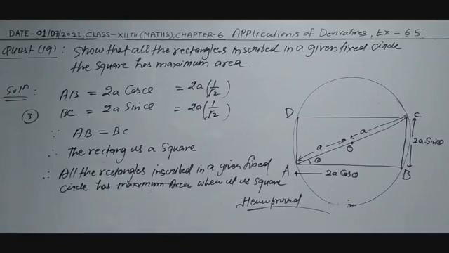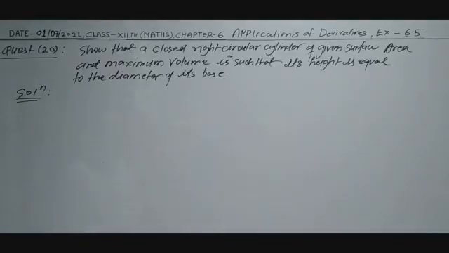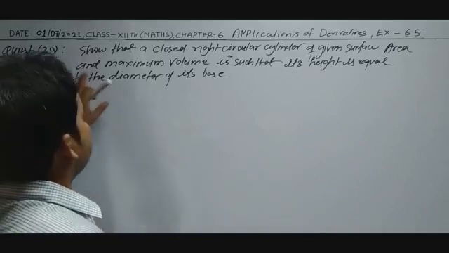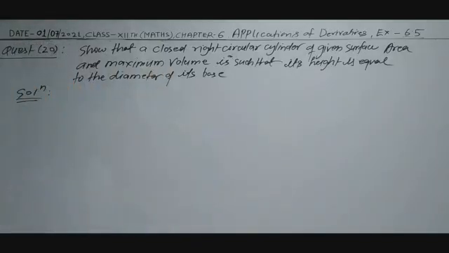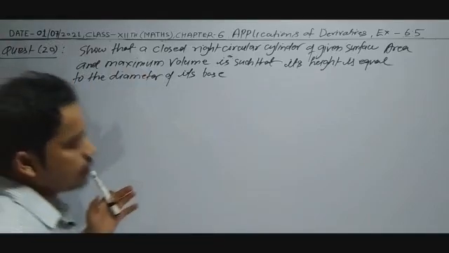Now come to the next question. Question number 20 is: show that a closed right circular cylinder of a given surface area, means surface area is given, and the maximum volume is such that its height is equal to the diameter of the base.